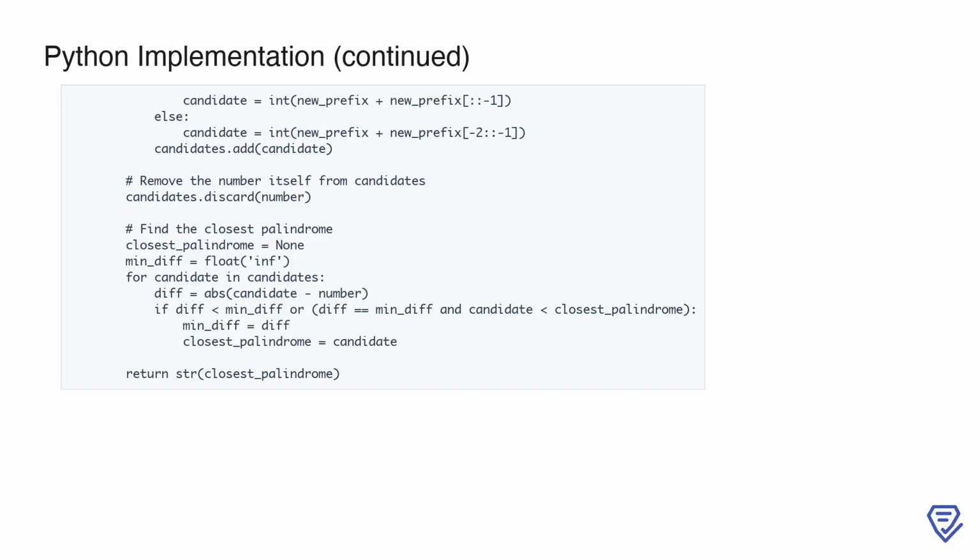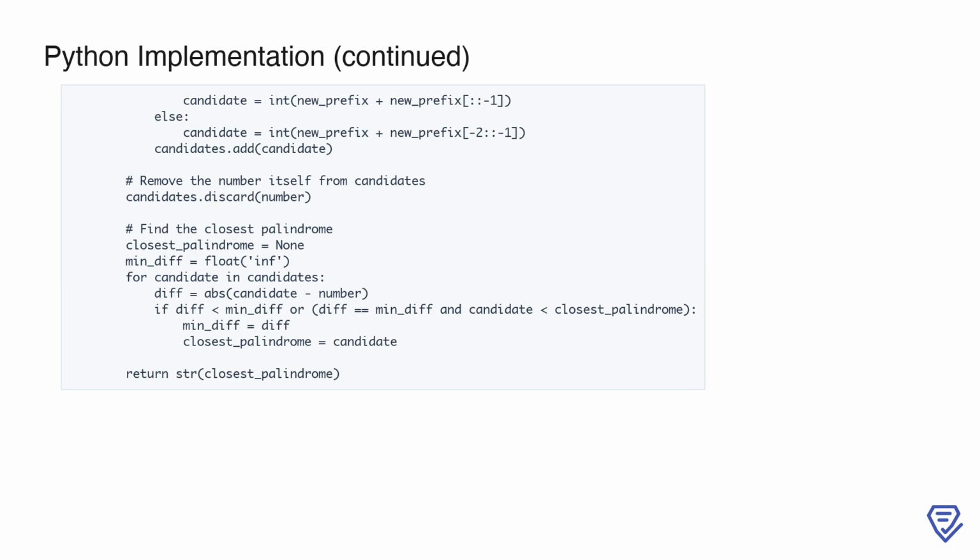We iterate through the candidates set, calculating the absolute difference between each candidate and the original number. If this difference is smaller than the current minimum difference, or if the difference is the same but the candidate is numerically smaller than the current closest palindrome, we update the closest palindrome and the minimum difference.